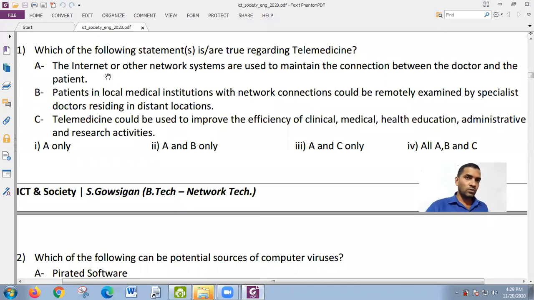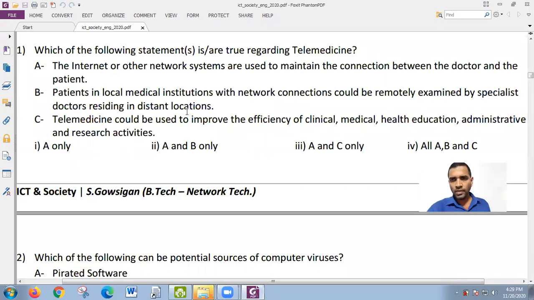Because grade 10 is also related to ICT and society. The internet or other network systems are used to maintain the connection between the doctor and the patient. Yes, in telemedicine, both the patients and the doctors must be connected. They are not in the same place. They are in different places. Definitely, they must be connected with the help of the internet or maybe a kind of network. That is okay, right? First one is right.